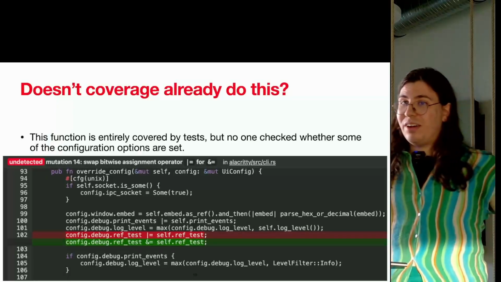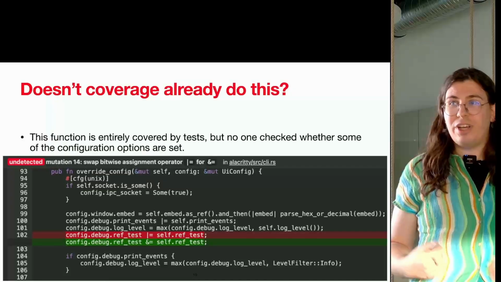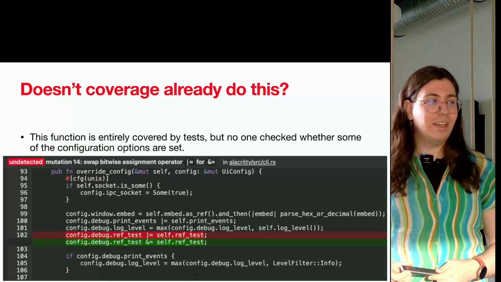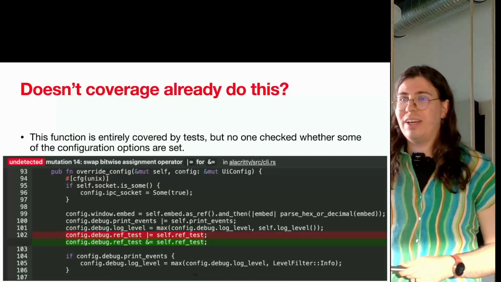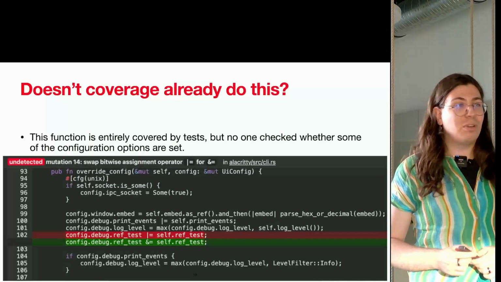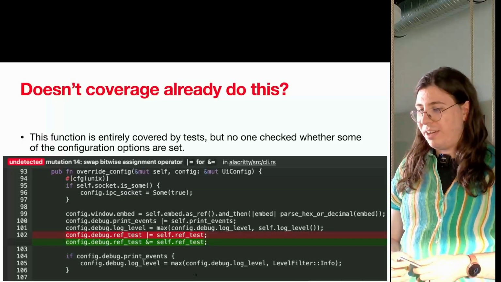And as it turns out, making that change, which of course changes the behavior of the program, changes how these configuration options are handled quite significantly, is entirely undetected by any of the tests in Alacritty's code base in this case. Yet they had 100% coverage. So clearly there's a bunch of things that coverage misses.